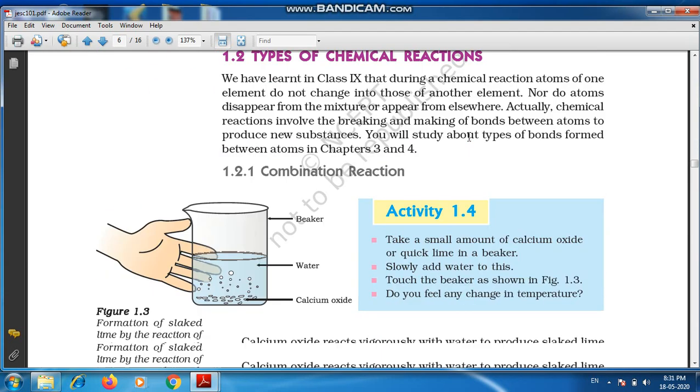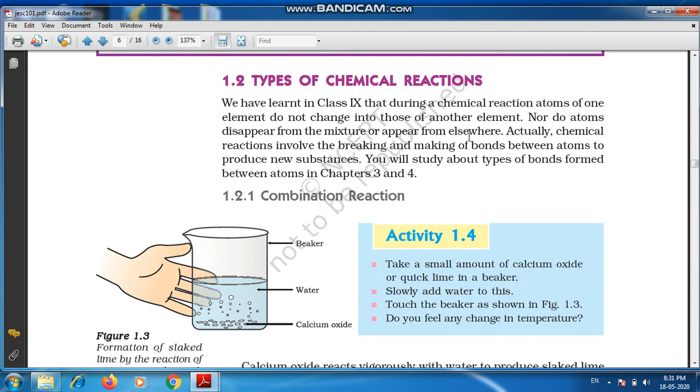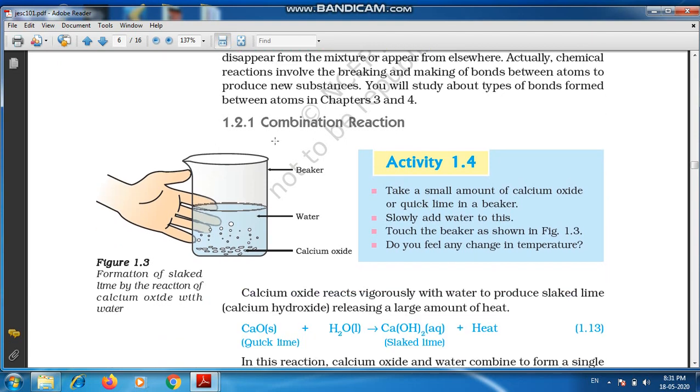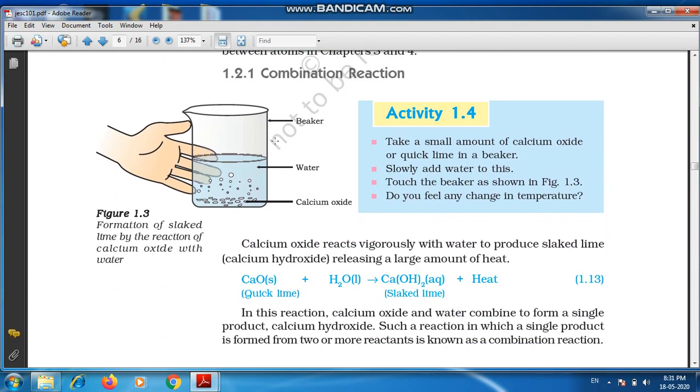Now we will move to another important concept of this chapter, an important concept for Standard 10 Gujarat State Board: types of chemical reactions. We have studied some chemical reactions in our 9th standard, but let us take them up again. The very first reaction is the combination reaction.